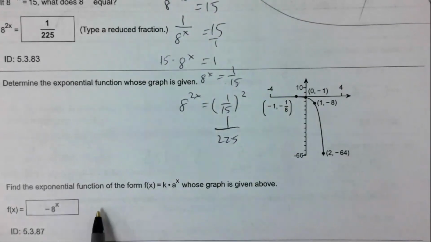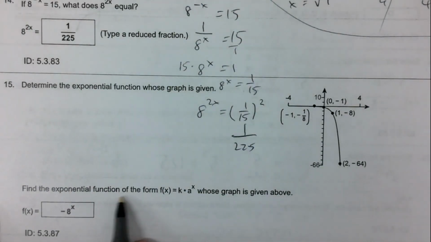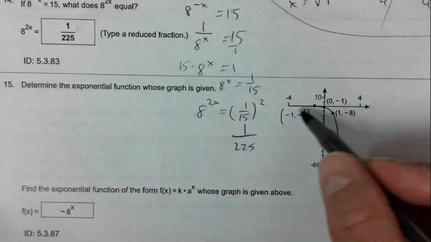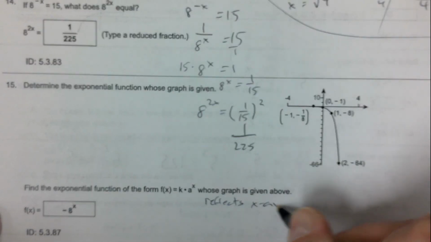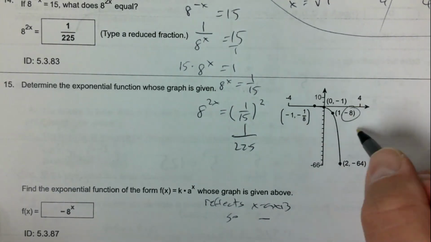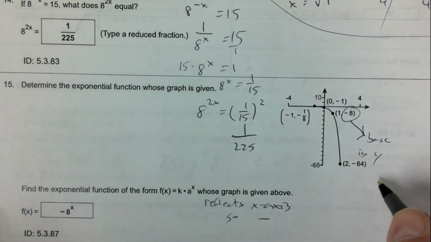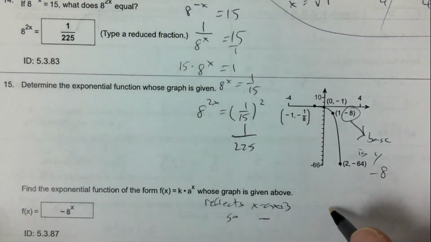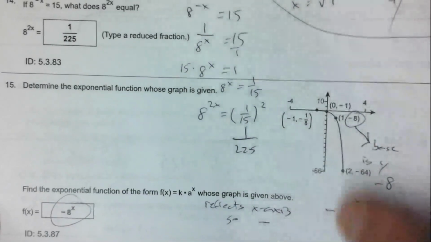Now, on this problem, it's a graph type problem, and they want you to find the function. So based on it going down, it reflected over the x-axis. So it's minus, and we know the base from the y. So that's negative 8 to the x. And then it looks like 16 is your last one, yeah.